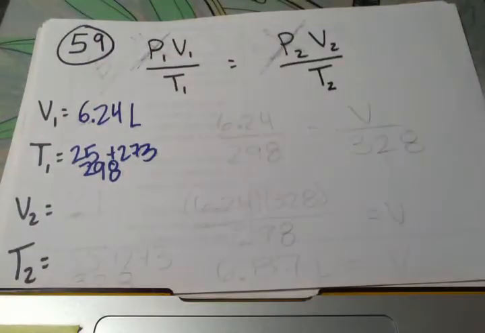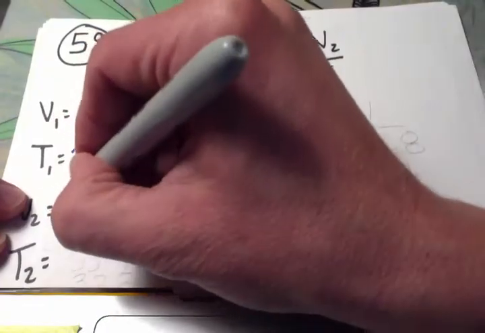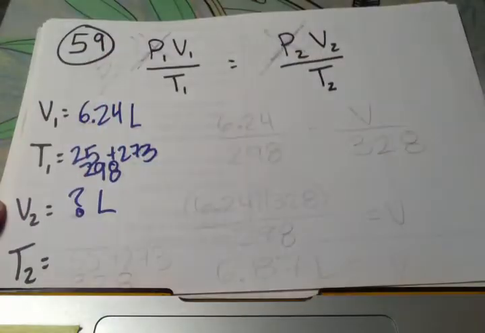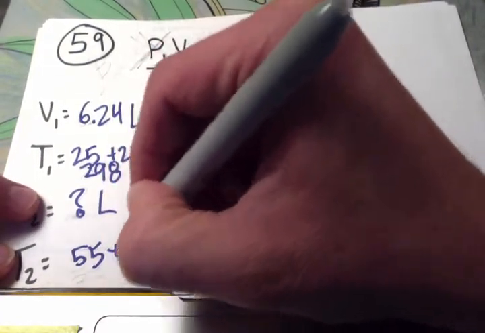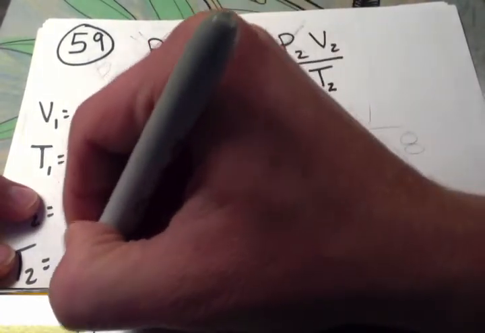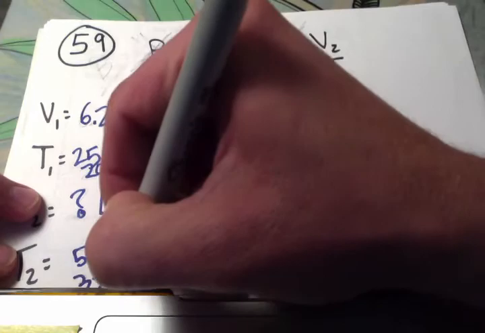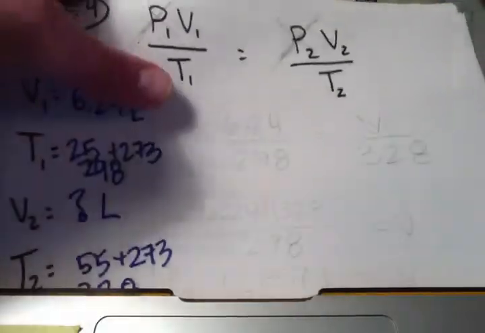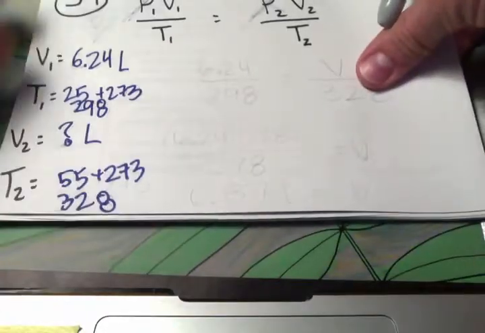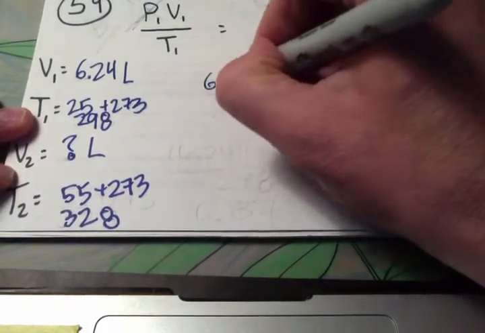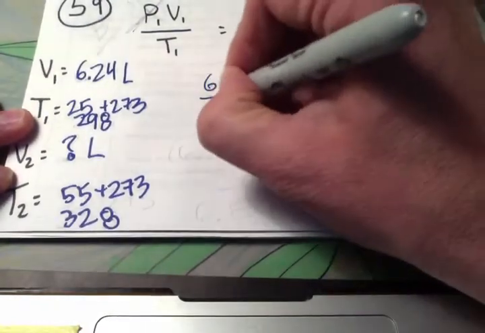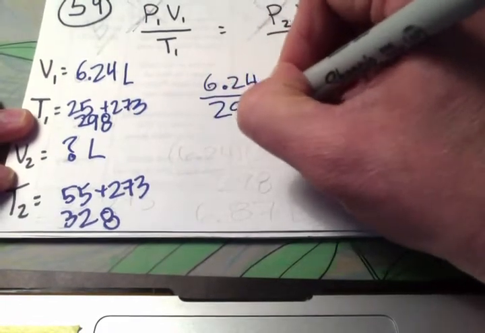Room temp is 298 Kelvin. We don't know V2. Oh yeah, the temperature. This is where they get you. The temperature goes up 30 degrees, but you have to make sure you show that in kelvins because it's a different proportion. So there's V1, there's T1.